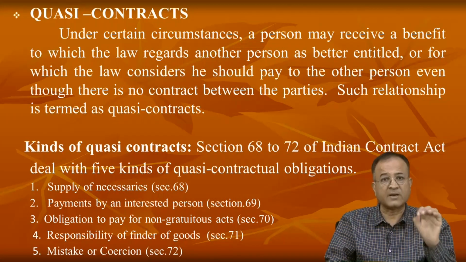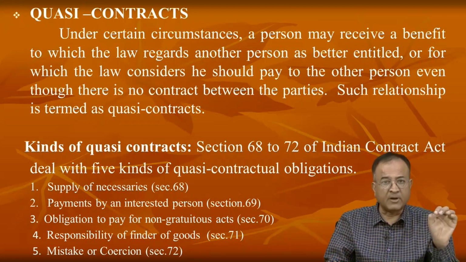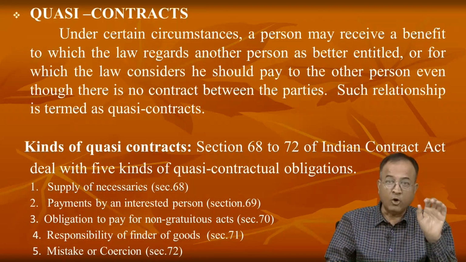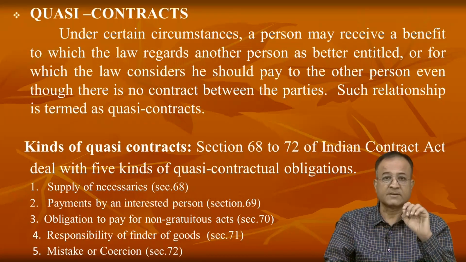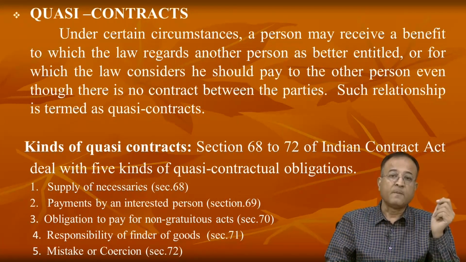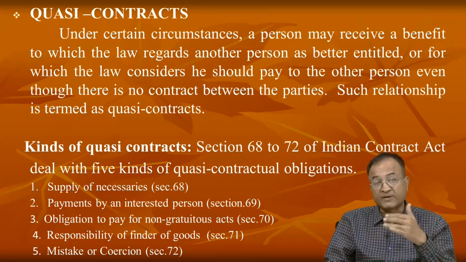Strictly speaking, a quasi contract is not a contract at all. A contract is intentionally entered into, but the law, on the other hand, creates a quasi contract. Kinds of quasi contracts.